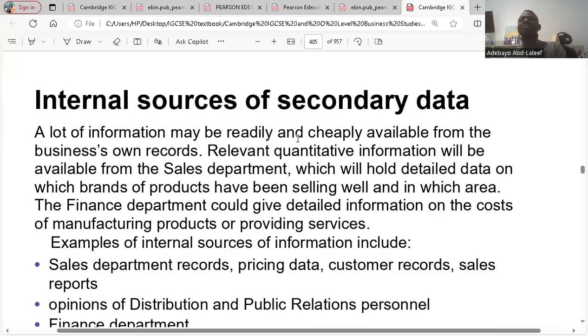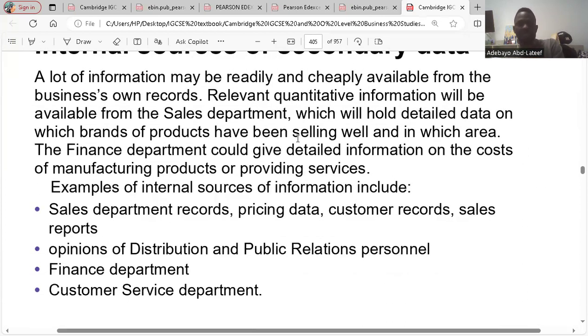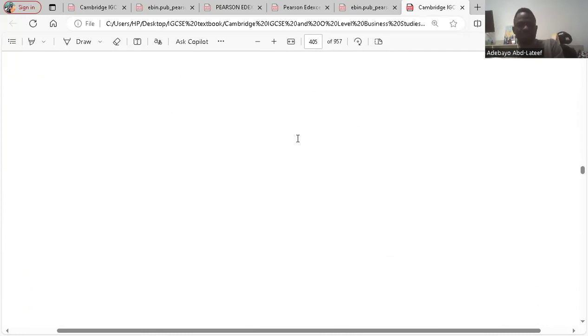So go to internal sources of secondary data. A lot of information will be readily and cheaply available from the business's own records. Relevant quantitative information will be available from the sales department, which will hold detailed data on which brands of products have been selling well and in which area. The finance department could give detailed information about the cost. Sales department can give records about pricing, opinions of distributors, distribution and public relations personnel, finance department, customer service department.